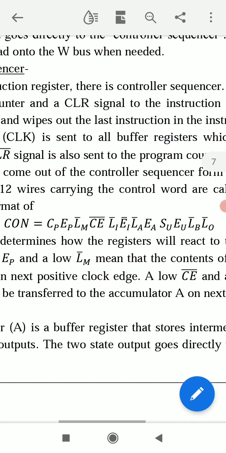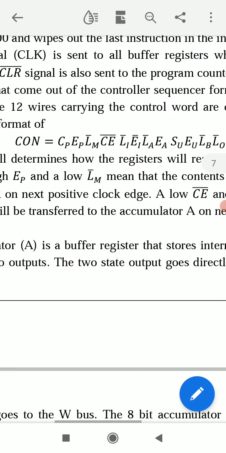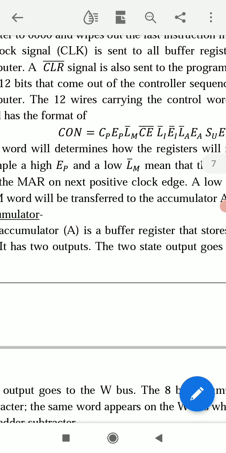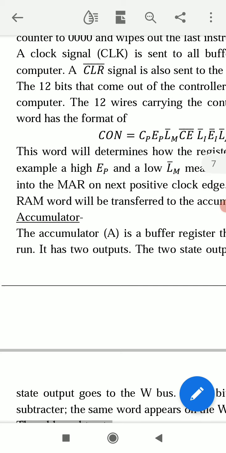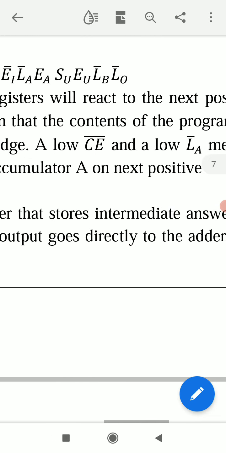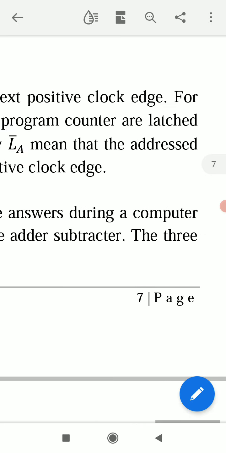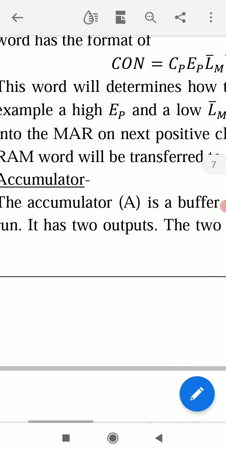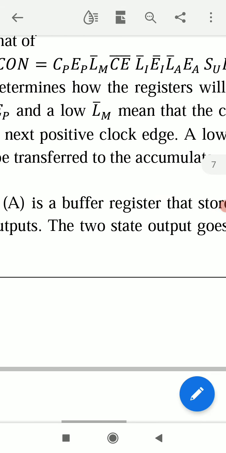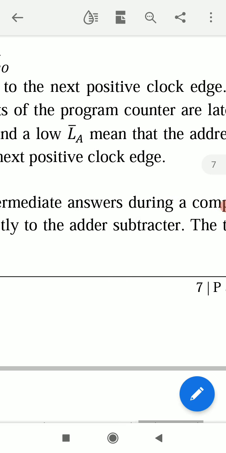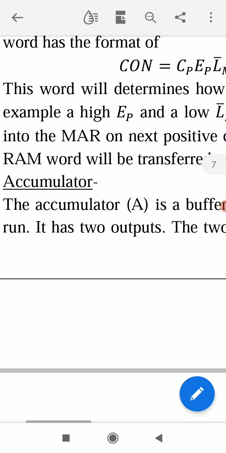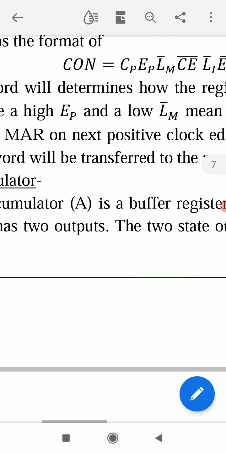These are 12 bits. From this control word, CON, control word of 12 bits. These 12 bits come from all these parts of SAP-1. And this controls the operation of this entire computer. This word will determine how the registers will react to the next positive clock edge. For example, a high EP and a low LM bar mean that contents of the program counter are latched into the MAR on the next positive clock edge.